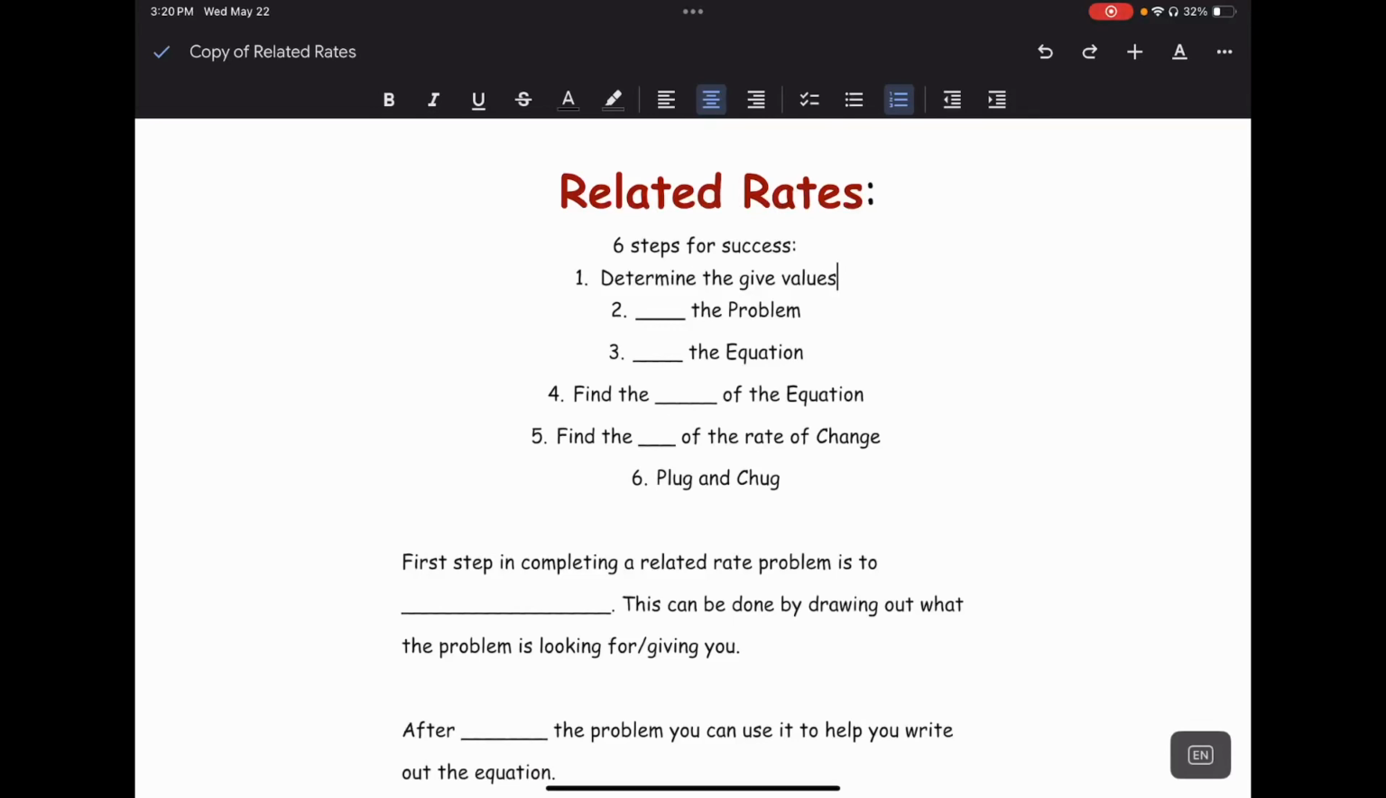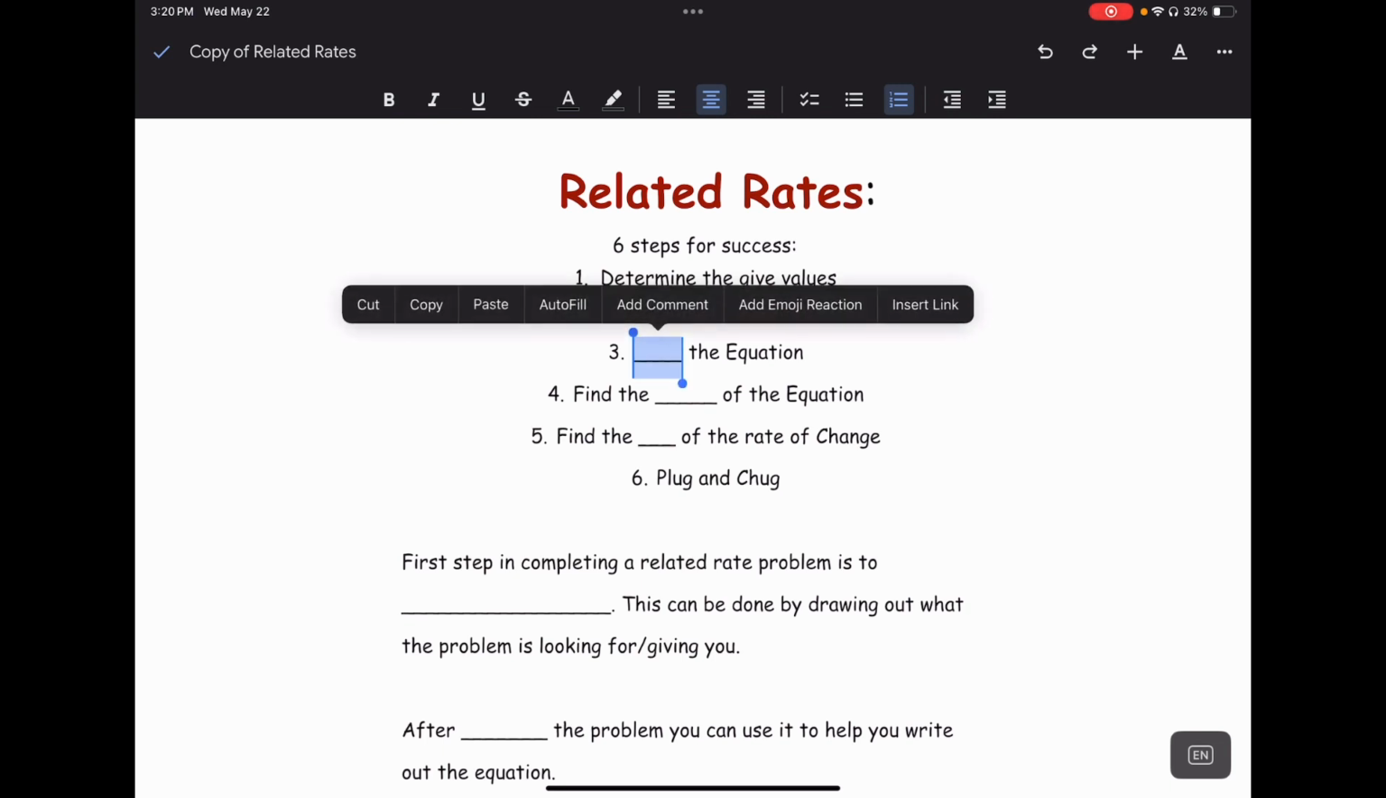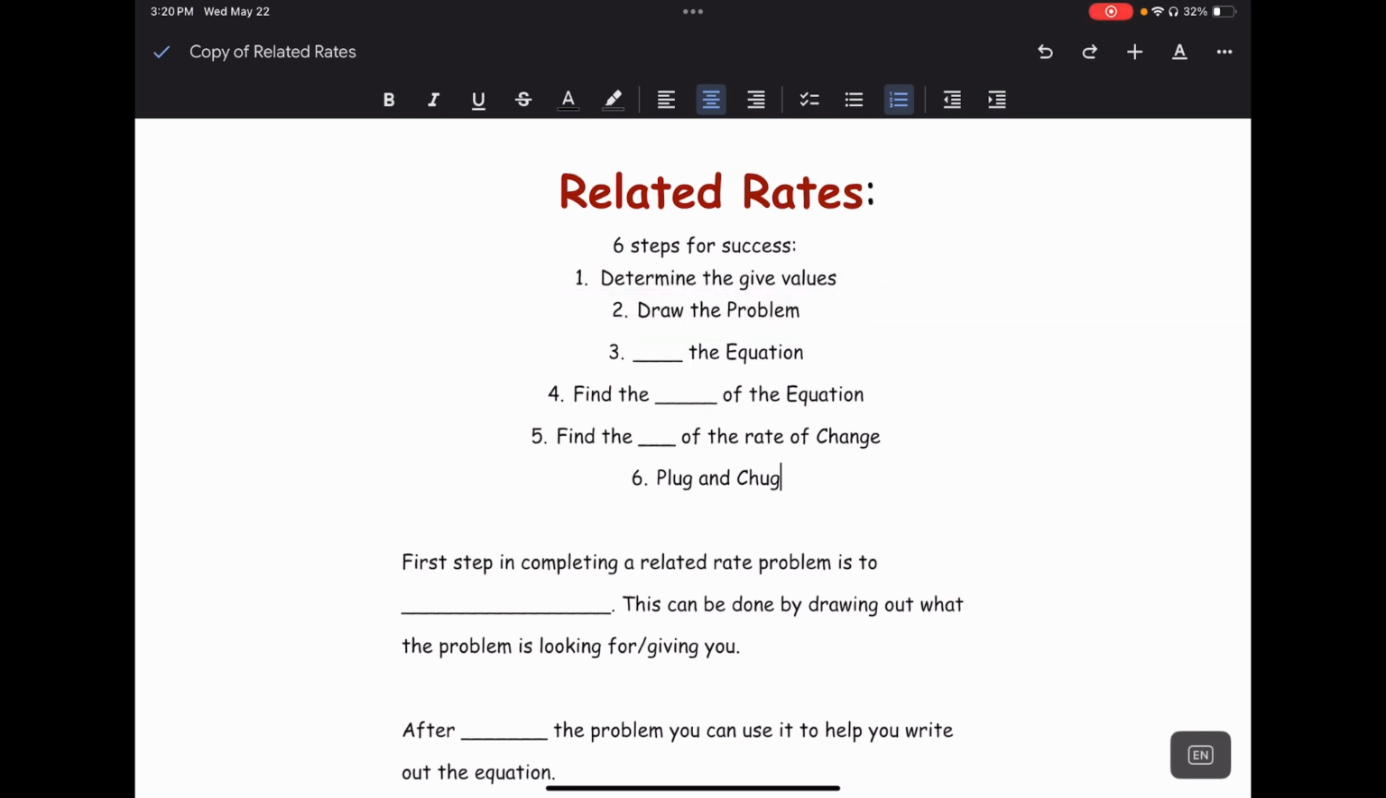Today we're going to be tackling related rates. There are 6 steps that I believe will help you find success. The first one is to determine the given values. This will help you throughout and is very useful. The second step is to draw the problem. In drawing the problem, you can visualize it more easily and find the value requested.